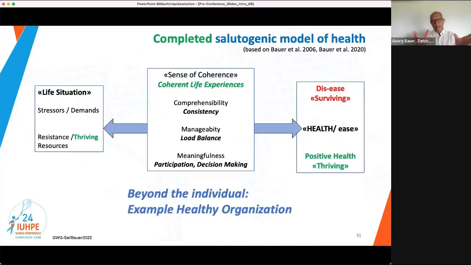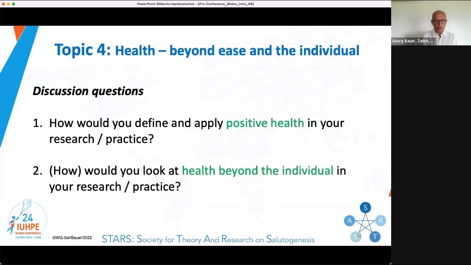And this is exactly, I think, an argument for this completed salutogenic model, which I had shown before. And during my sub-session, I would like to show you a specific example and how, when we look not only at positive health, but also beyond the individual, how a positive, healthy organization could look like, how we could define that. And those are the two questions, Shefaly, I would like to discuss with you.